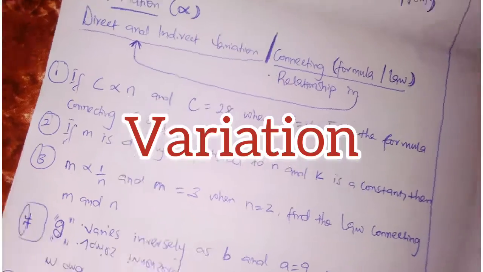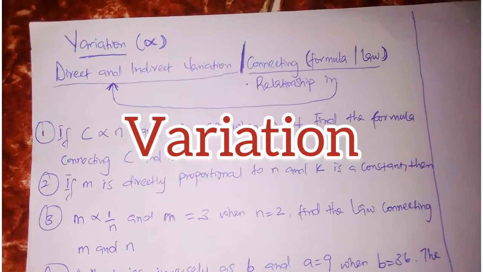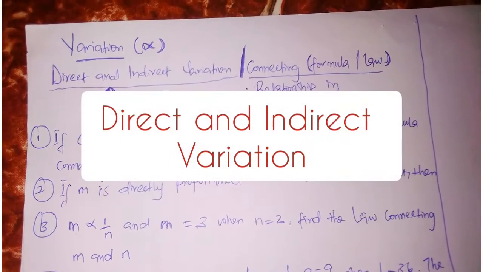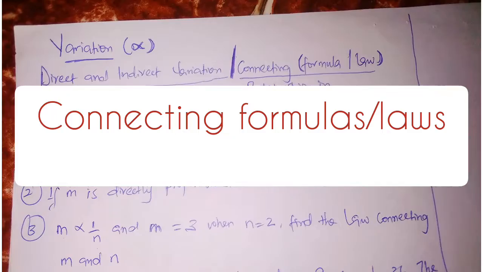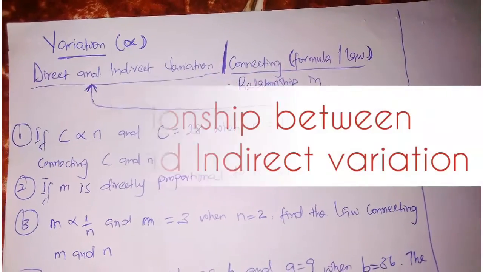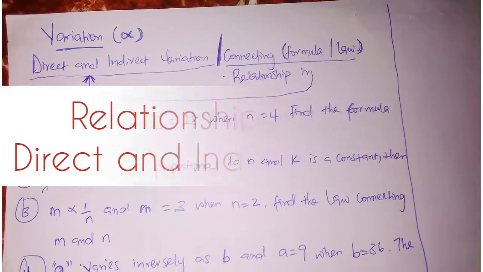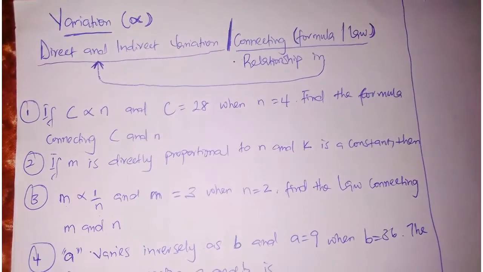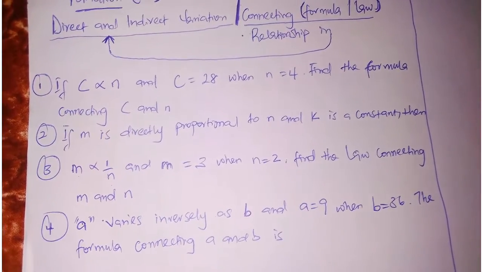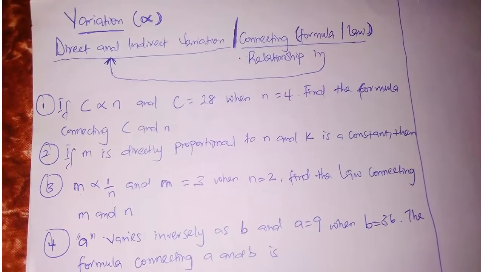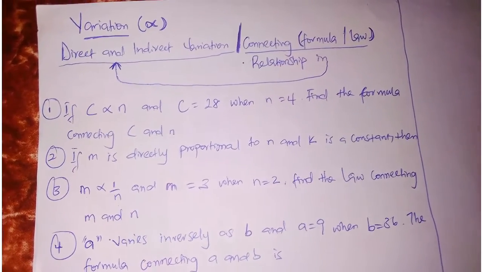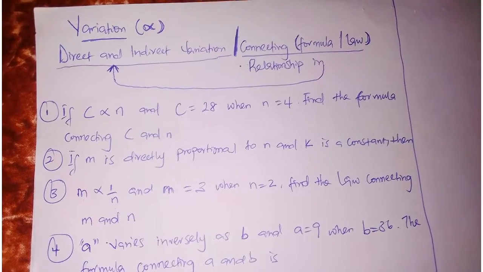In today's video, we'll be looking at variation. Under variation, we'll be looking at direct and indirect variation, which means connecting formulas or laws, which also means relationships. Okay, so these 4 examples I gave would assist us to know how to connect formulas amongst 2 quantities, and so on.